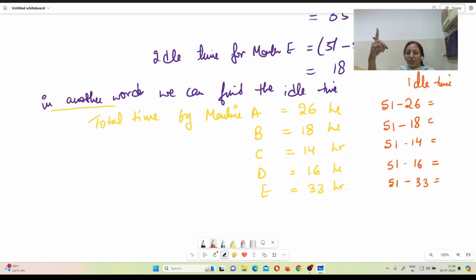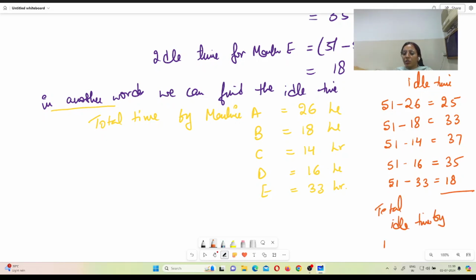Either we have to do it in that way or this way, that depends upon you. But yes, the answer is the same. Definitely the idle time is 25. 51 minus 18 will be 33. This one, 51 minus 14 will be 37. 51 minus 16 will be 35. And this is 18. So this is the way you can find out the total idle time by machine A, B, C, D, and E.